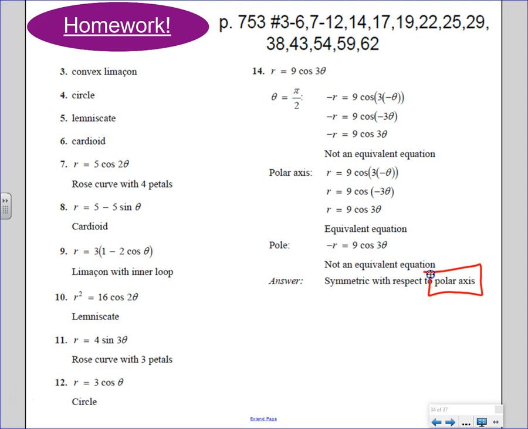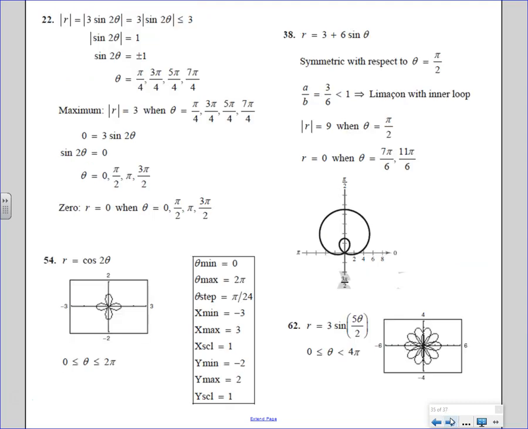Yes. It only had polar axis symmetry. Pole failed, and then pi over 2 failed. You guys ready for the next page? Okay. Number 22.